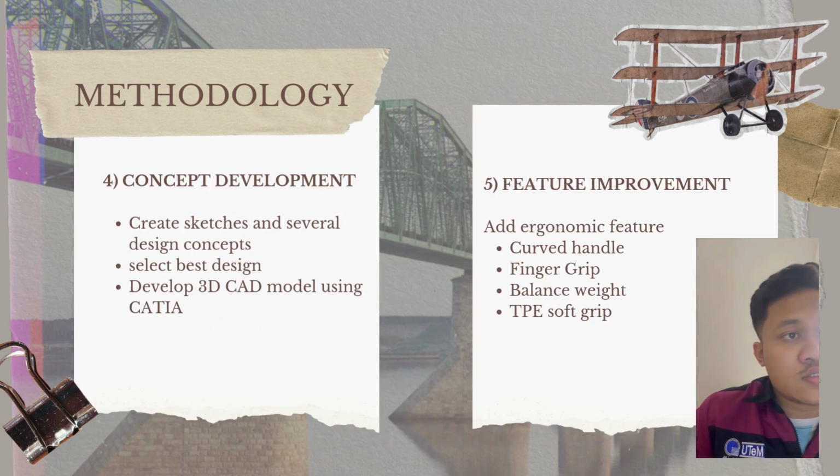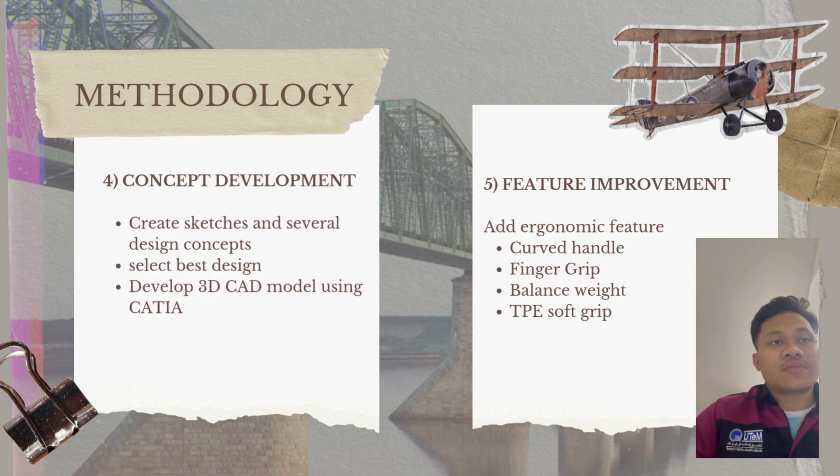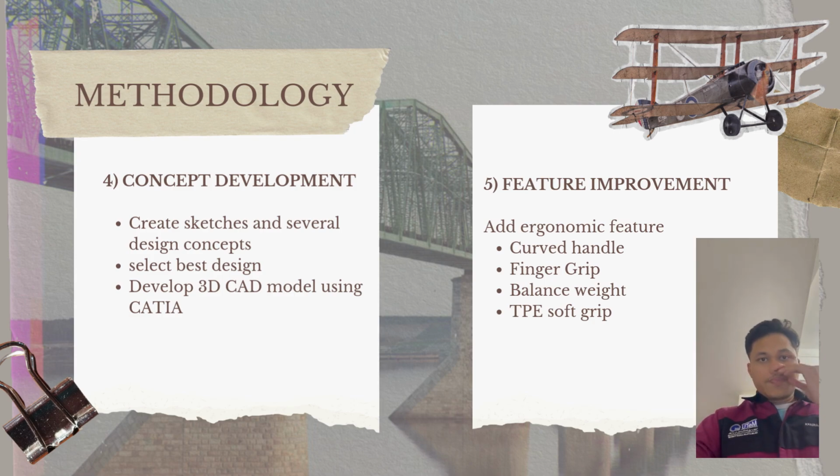The next one is concept development. To redesign this hand tool, we create sketches and several design concepts that focus on power grip optimization, integrated finger guards and a soft touch grip on a curved handle, by transitioning from a straight cylindrical shaft to an ergonomically curved geometry. The tool allows the user to maintain a neutral wrist alignment, effectively shifting the mechanical load from the small tendons of the wrist to the largest muscle group of the arm and shoulder.